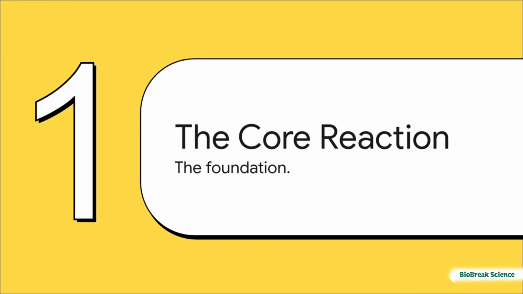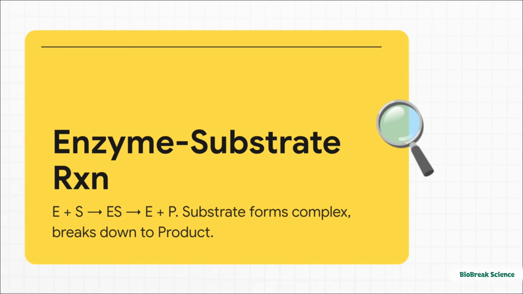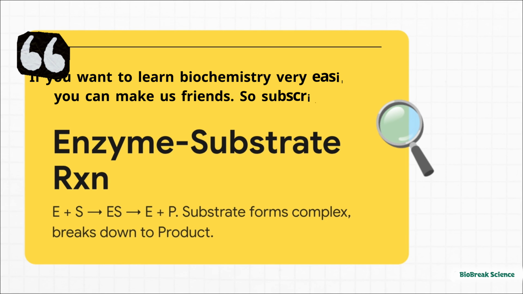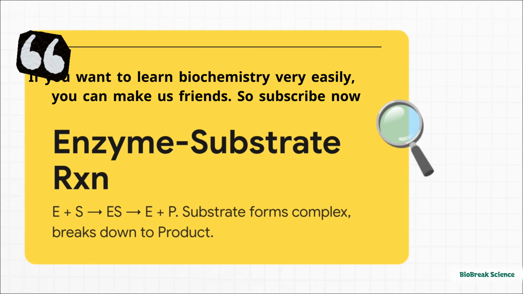Okay, let's dive right into Section 1, the core reaction, understanding the foundation. Basically, enzyme kinetics is simply the study of how fast enzymes work and what actually affects that speed. But before we can measure the speed of anything, we have to know the steps of the reaction itself. It's kind of like a simple formula. Step by step, it goes like this.